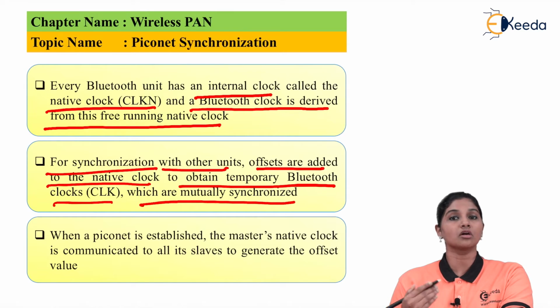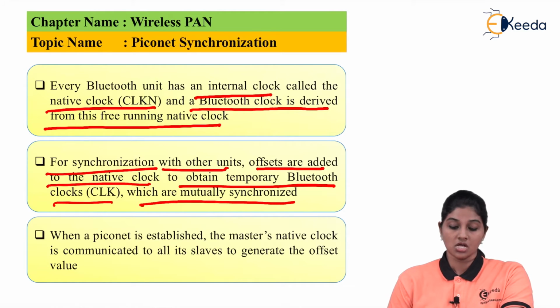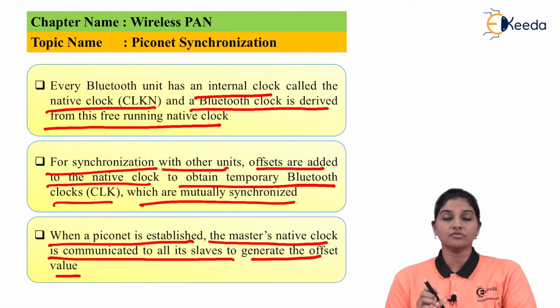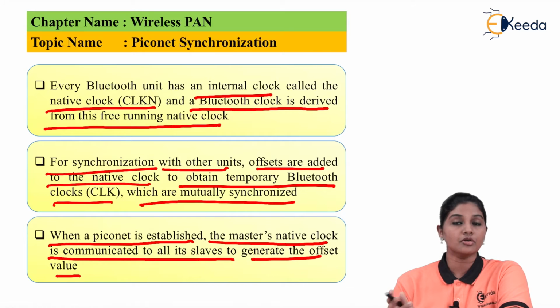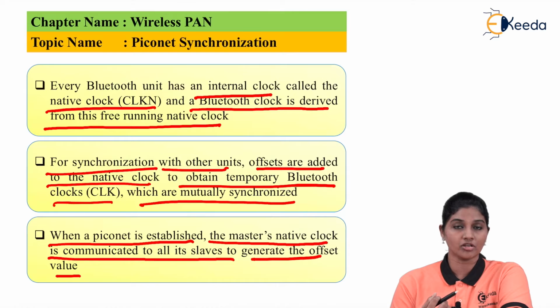Now for synchronizing with another unit, or with the master, the offsets are added to the native clock and it forms a new clock signal called the temporary Bluetooth clock, which is represented by CLK. And when the Piconet is established, the master native clock is communicated to all the slaves to generate the offset value. This offset value, when added to the Bluetooth native clock, produces the temporary Bluetooth clock. Now in case of Piconet, the device which initiates the communication is called the master, and the other devices which receive the data from the master are called slaves.